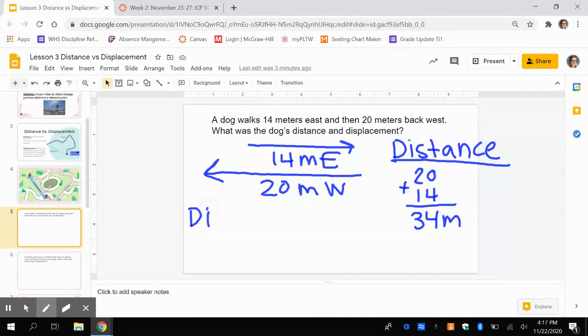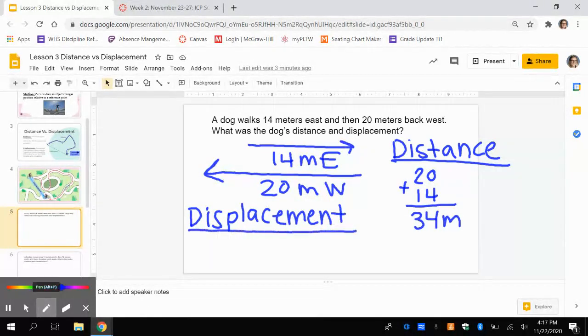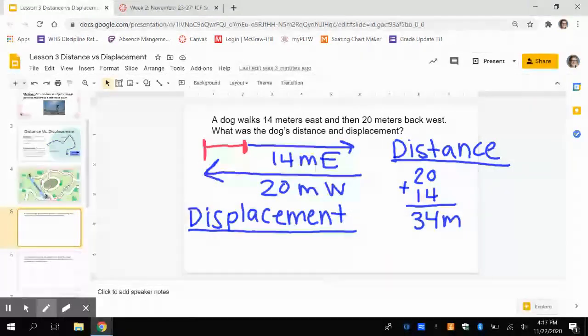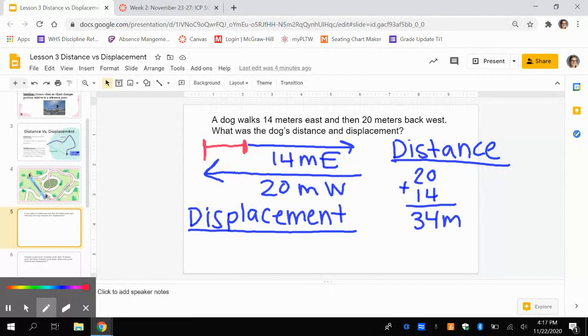Displacement, on the other hand, is a little bit trickier. So remember, displacement is how far he is from where he started. So let me change colors here for a second. So we want to find, if he started here and he ended here, we want to find this red section. That's what his displacement is, how far he is from where he started. So this time we have to pay attention to the directions. The directions really matter, which direction he's walking.